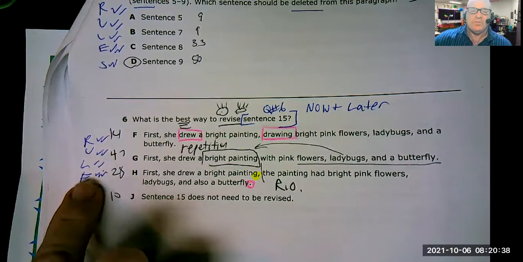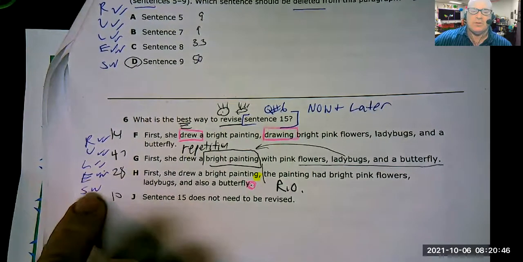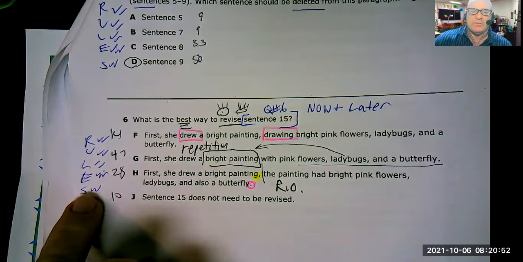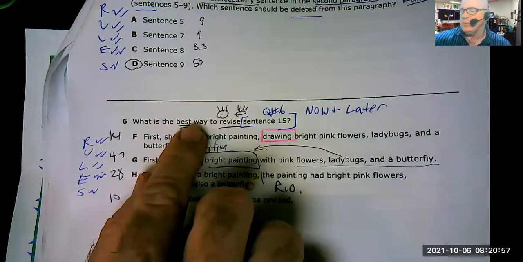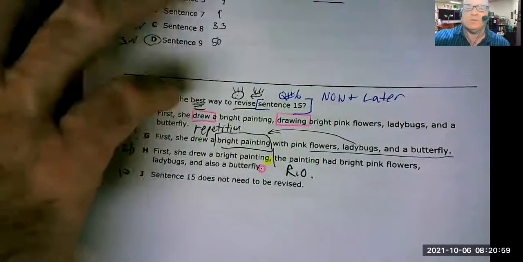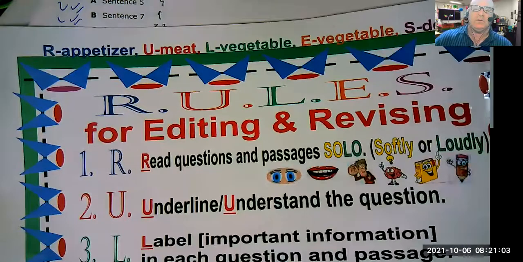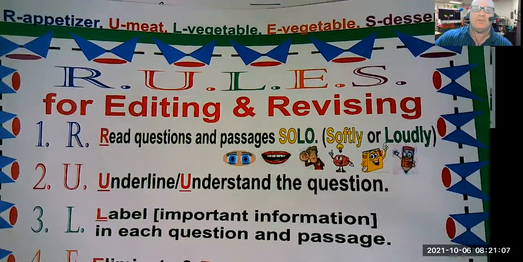Once you're ready, you'll eliminate 3 answers, the ones that you feel are the least appropriate, and you'll select one in both the book and in the Scantron, where you will submit a response in a computer. So let's go ahead and do step 1, and let me show you. There is my RULES acronym for editing and revising.